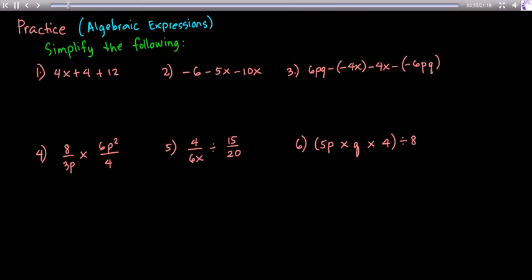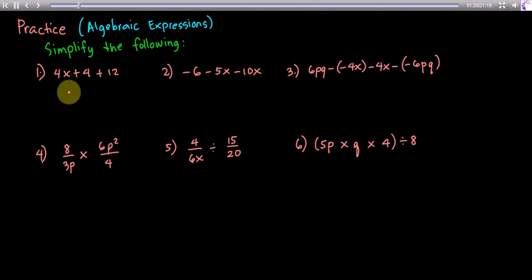Alright, let's begin with the first one. Number 1, given 4x plus 4 plus 12. When we simplify, all we need to do is combine like terms. Like terms are those with the same variables, so we combine them. And those numbers without variables, we will also put together or combine according to the operation being asked.